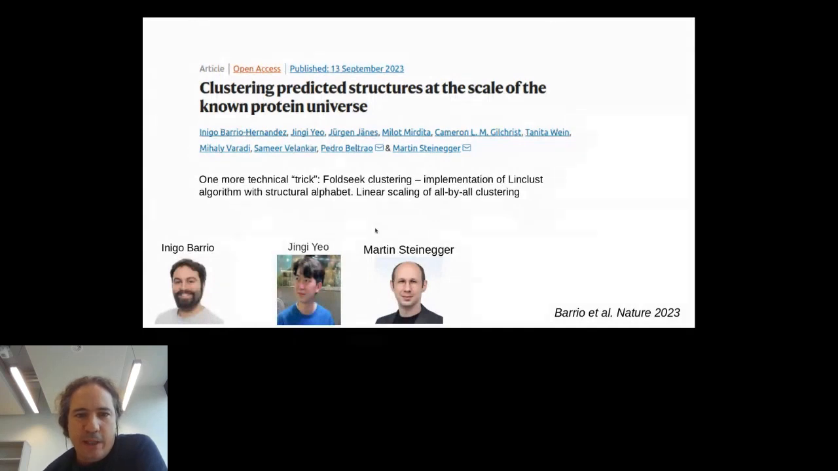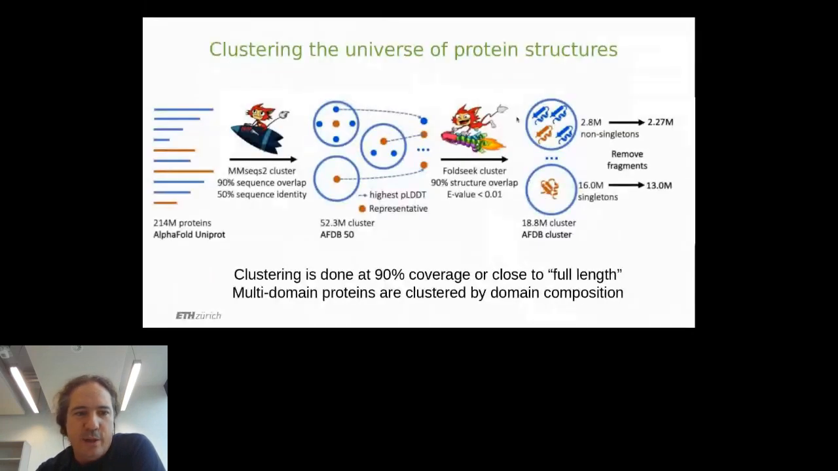The additional trick that was added beyond FoldSeek was that this was implemented in the linked list algorithm. Essentially, technically, the idea is we don't need to do an all-by-all comparison, but new structures are added to pre-existing clusters. This way, the clustering can grow in a linear sense. And that allows us to do this very large clustering of protein structures. So this is, in the end, the whole procedure.